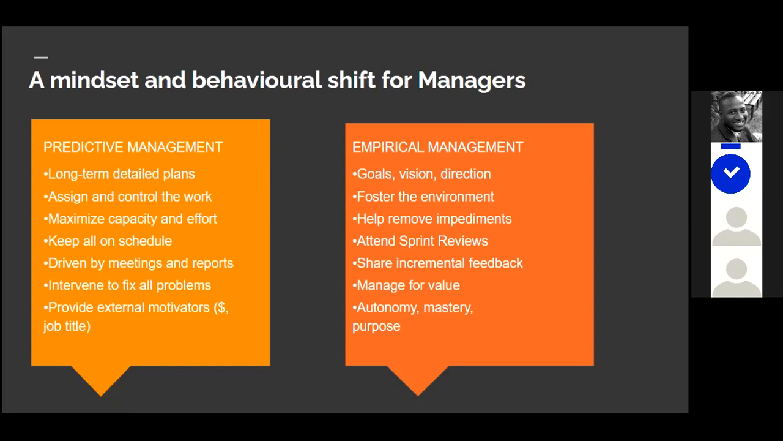You keep everything on schedule when you're trying to be predictive. You attend sprint review. You continue to review and all that. You are driven by meetings and reports. Under predictive, you share incremental feedback. You intervene to fix all problems. You manage for value. So there needs to be a mindset and behavioral shift. And this is where the problem is, for people to shift from predictive management to empirical management.